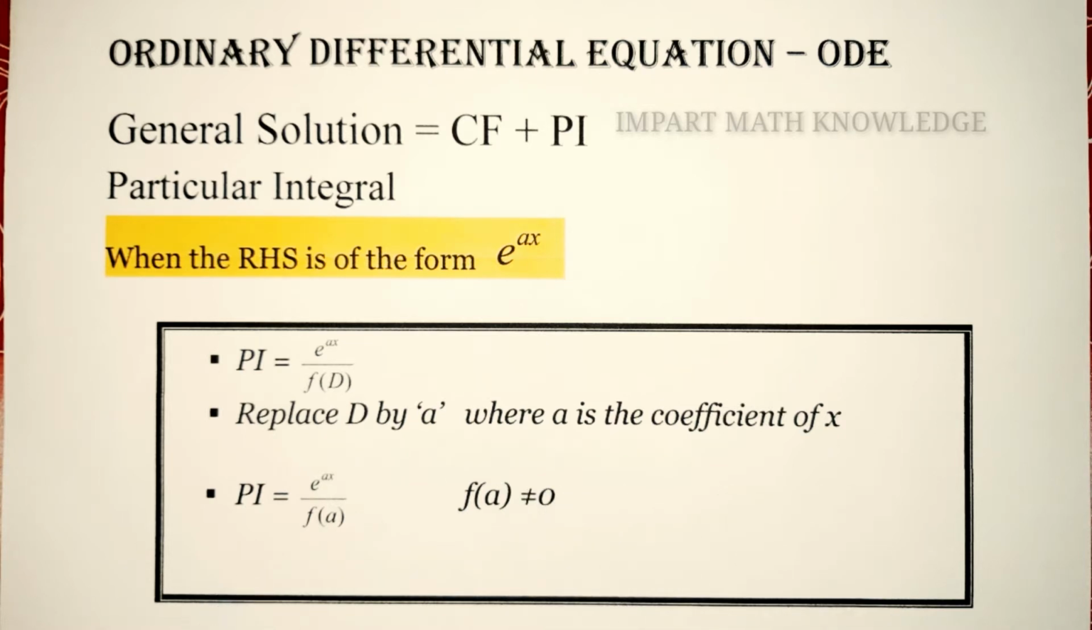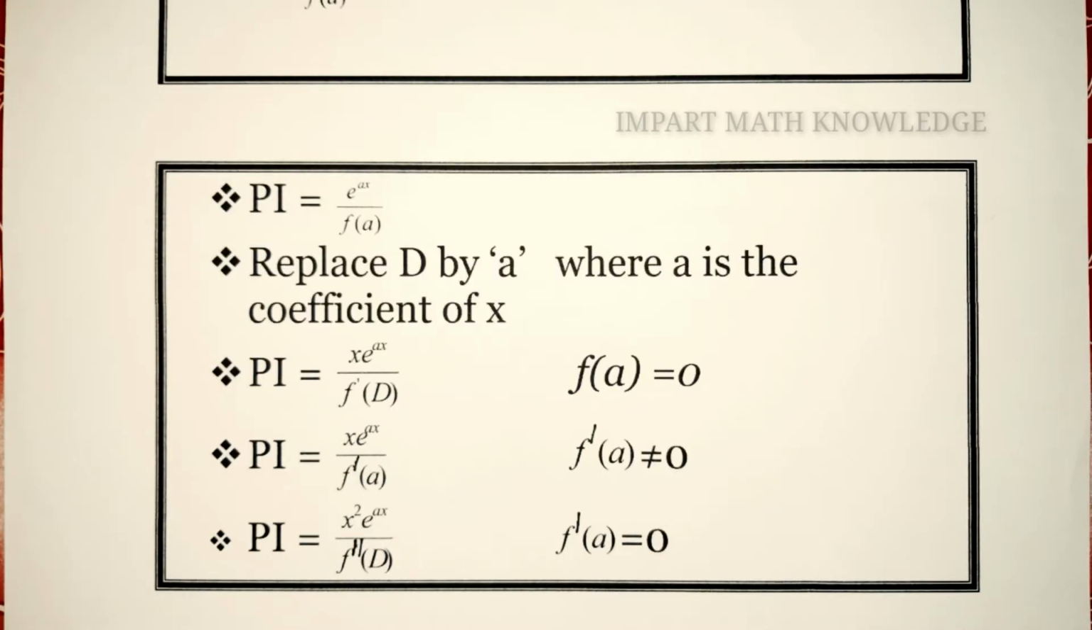The particular integral is e power ax by f of a, provided that f of a is not equal to 0. In some problems, f of a value is 0. In that case, particular integral is x by f dash of D into e power ax. Again replace D by a. Then you will get x e power ax by f dash of a, provided that f dash of a is not equal to 0. In some problems, f dash of a is also 0.